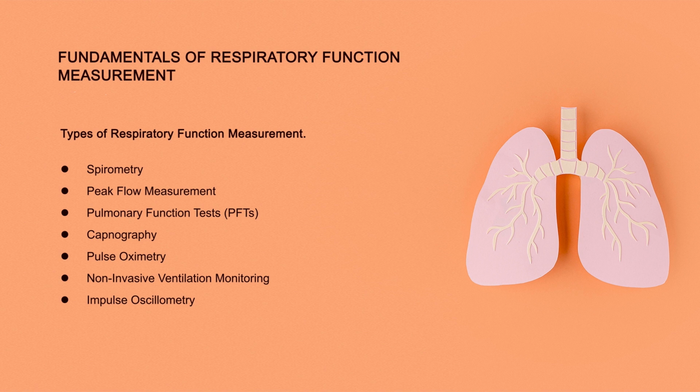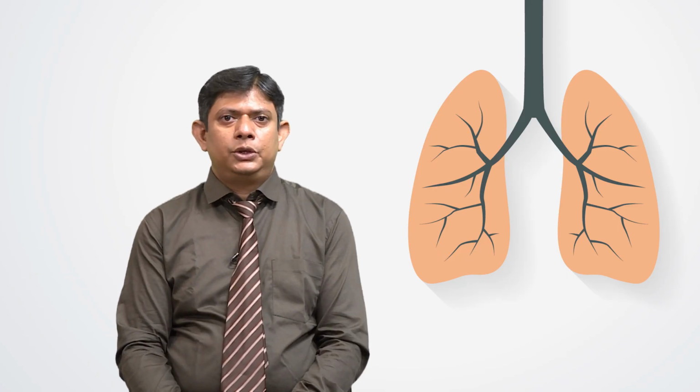Impulse oscillometry measures airway resistance and reactance by assessing the pressure and flow change during quiet breathing. The application is that it's particularly useful for assessing airway function in individuals who may have difficulty with traditional spirometry, such as young children or patients with severe lung diseases.